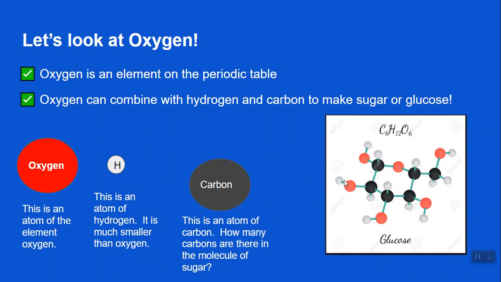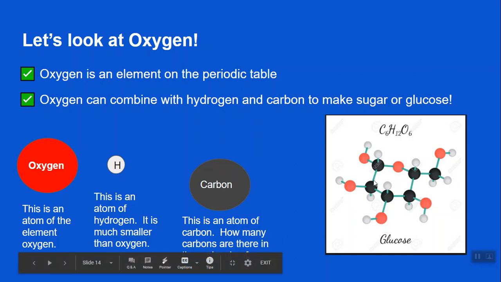All right, carbon can also combine with carbon and hydrogen at the same time. This is what makes up sugar or glucose. You've probably heard of this molecule when talking about photosynthesis and respiration. So we have the same code here. We have the oxygen in red, the hydrogen in white, and the carbon in black.